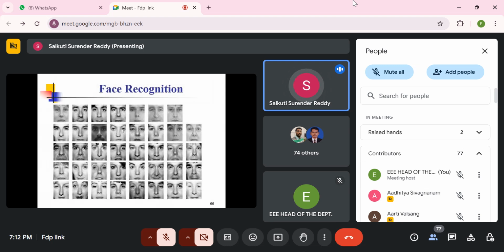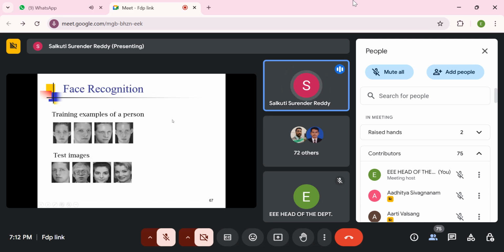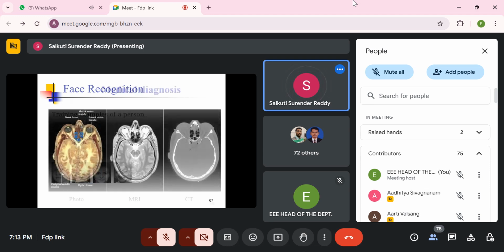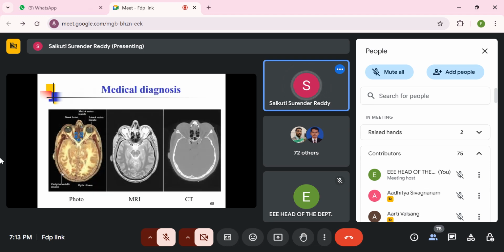One example is face recognition. For face recognition, we use machine learning. Let's see, we train the machine with training examples of a person. We train with a person's images like this, and then you can test. You use these images again, and you can test. So we can use machine learning for face recognition. And we also use machine learning in medical diagnosis, maybe a simple photo, MRI, or CT. So everywhere we use machine learning techniques for medical diagnosis.